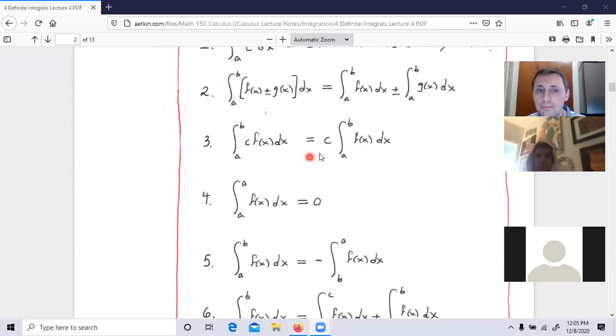What is it in three? It's just factoring out a constant, right? Through addition. If it's addition, each sum has a constant c and I can factor it out. Right?